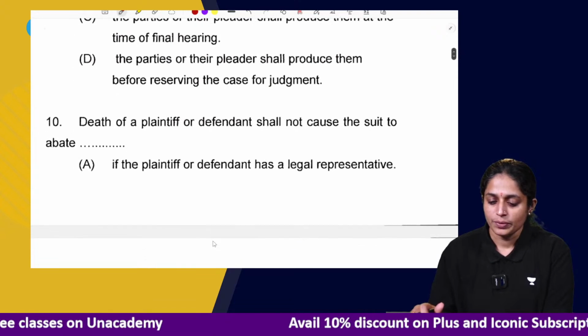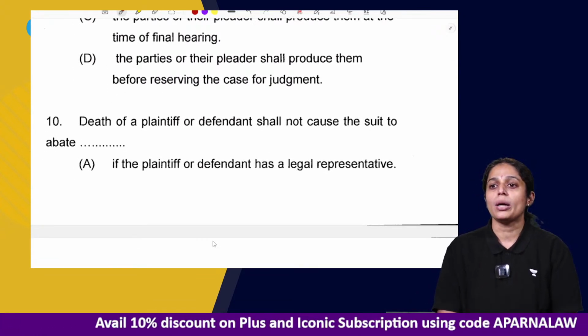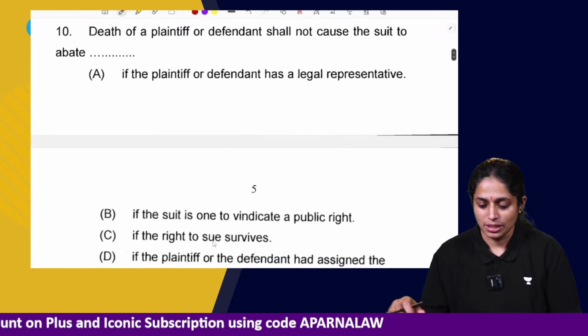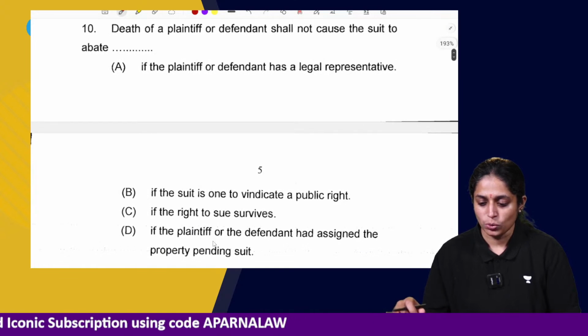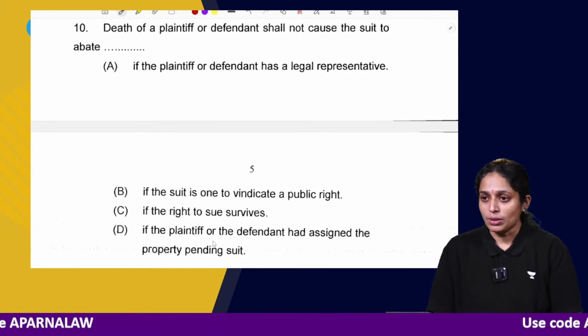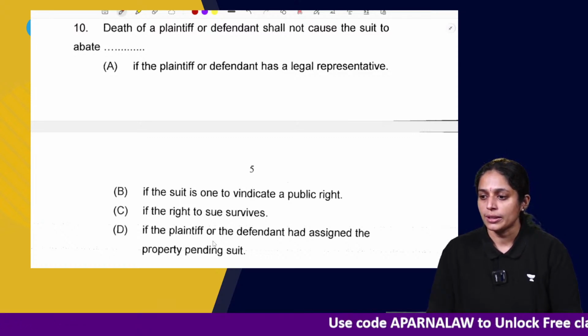10th question. Death of a plaintiff or defendant shall not cause the suit to abate. A. If the plaintiff or defendant has a legal representative. B. If the suit is won to vindicate a public right. C. If the right to sue survives. D. If the plaintiff or the defendant had assigned the property pending suit.